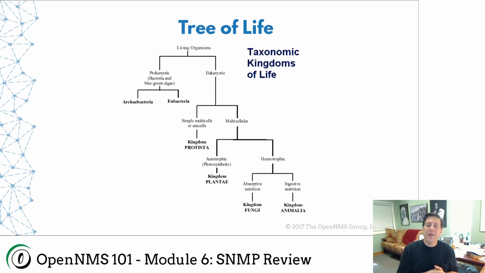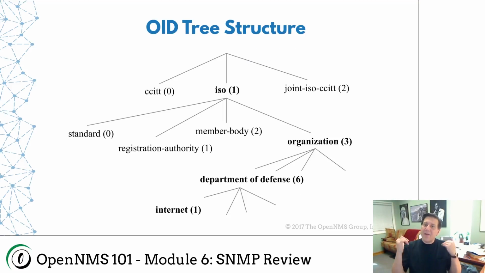This is something I got off the internet, which shows you got living organisms, and they break it into bacteria like prokaryotic bacteria, eukaryotic bacteria, and then you've got single-cell protista, and then multicellular organisms, and from those you've got plants and animals and fungi, and then you can go and divide it all that way. And that's kind of the way they started out with the object ID.